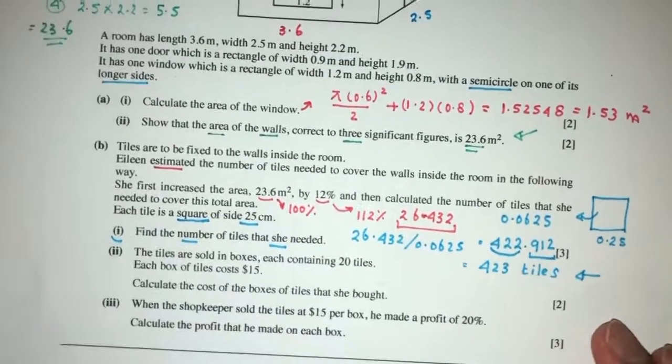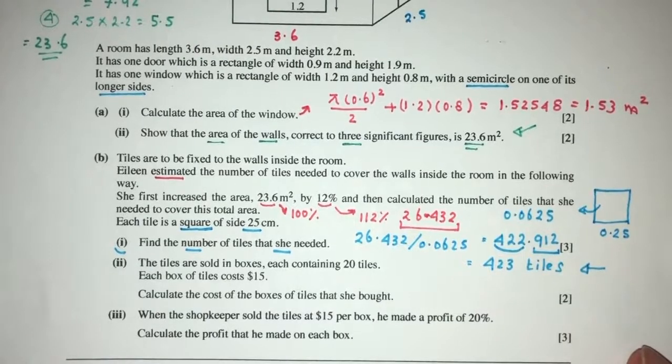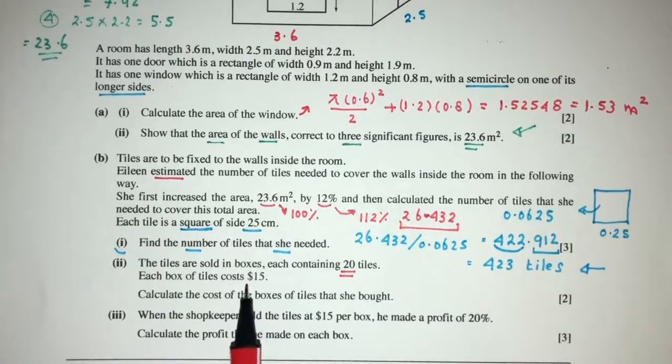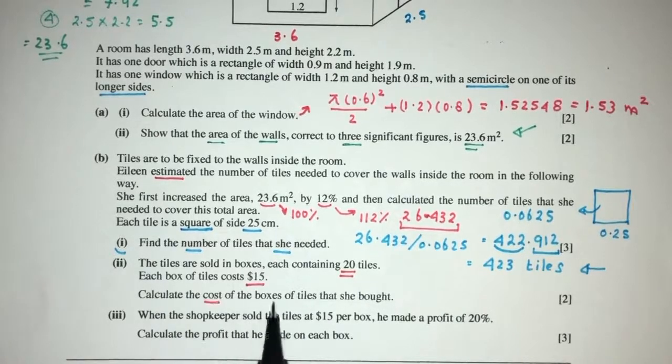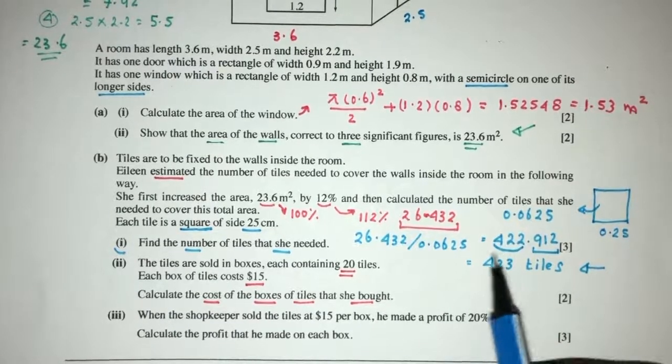Now for part 2 of the question, what do we have here? The tiles are sold in boxes, each containing 20 tiles. Okay, so we have to buy the tiles now. Now in each box there's 20 tiles. Now each box costs $15. Find the cost of the boxes of tiles that she bought. So first we have to find the number of boxes that she bought.